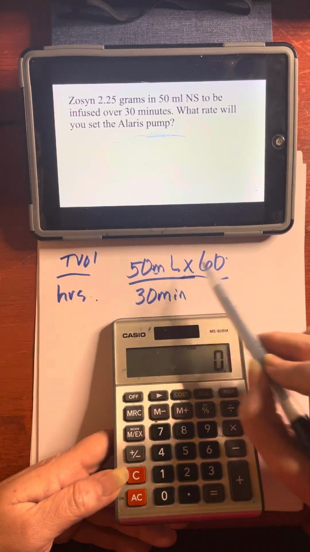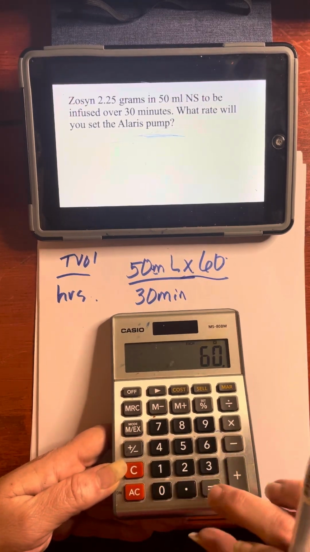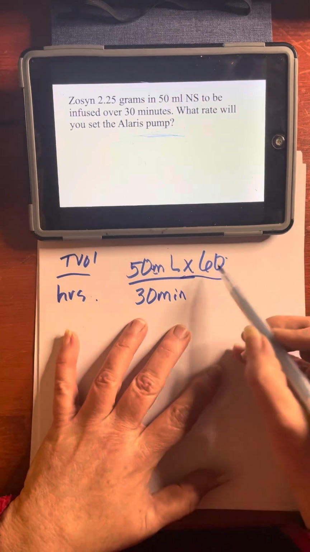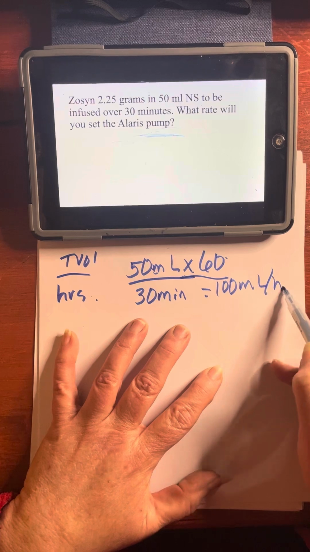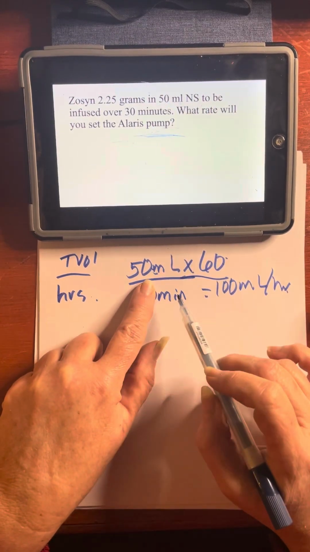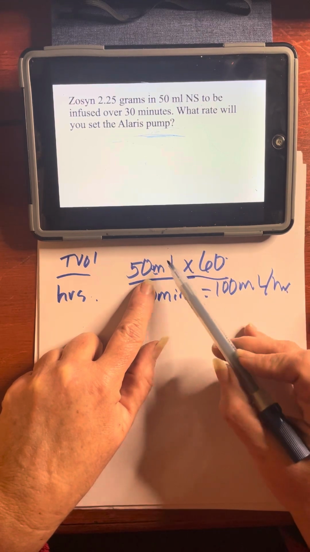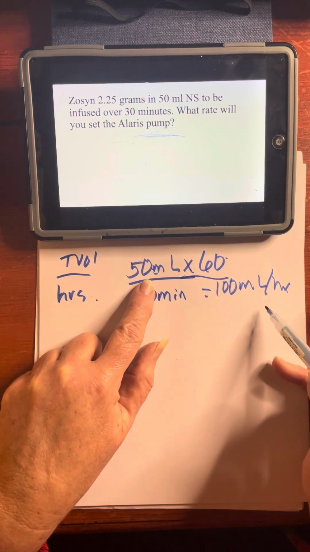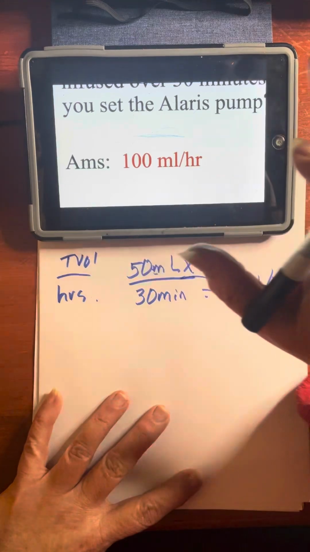So we're doing all the math on the top and then dividing it by 30. Times 60 equals, divided by 30 equals. And it should run at 100 milliliters per hour, which makes sense. If you wanted to drive 50 miles an hour, you drive 50 miles an hour. But if you wanted to go 50 miles in 30 minutes, you'd need to drive 100. Yeah. Look, we saved them.